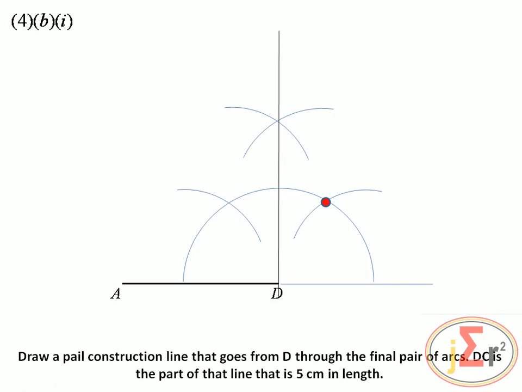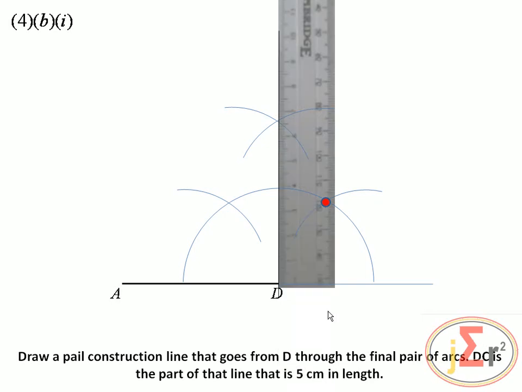DC goes up like that. As a matter of fact, this is not DC. We have just completed the right angle and we need to put the length DC in. DC will be how long? 5 centimeters. So use your ruler, measure 5 centimeters, draw that line to 5 centimeters.